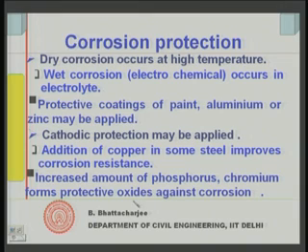Increased amount of phosphorus and chromium forms a protective oxide against corrosion, as I said. So, all this forms corrosion protection, a kind of protective coating, because they themselves form oxides, and these oxides form a barrier between the outside environment and the steel, and thereby protect the steel. But remember, maintenance of steel is relatively costly, because you have to paint from time to time. When the paint is lost, again you have to paint it to protect it.